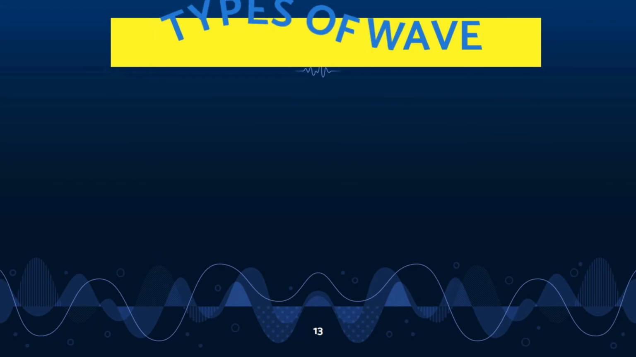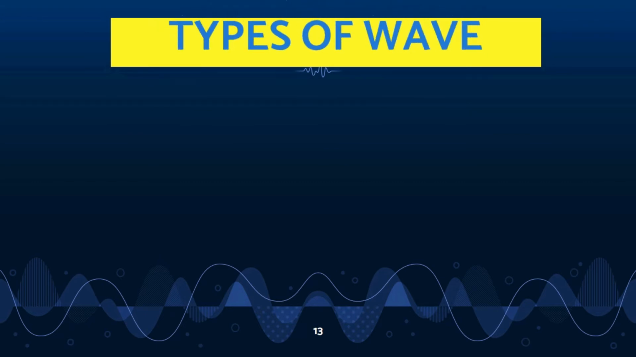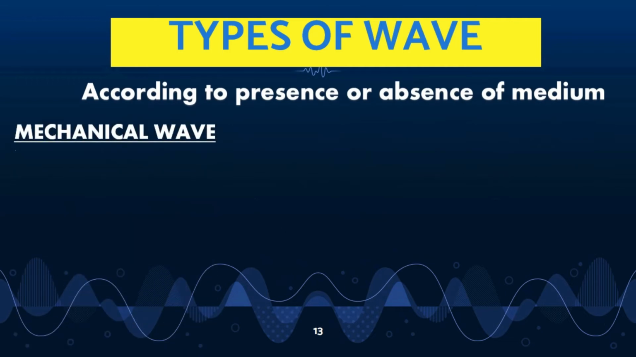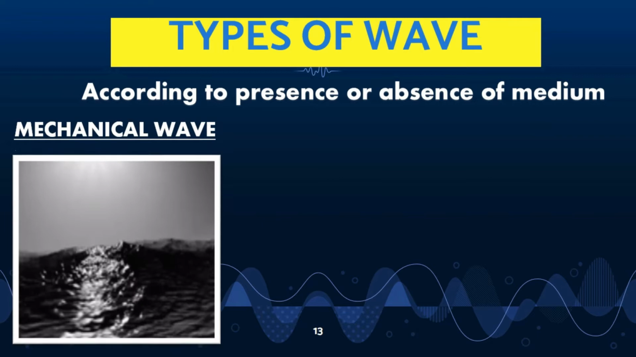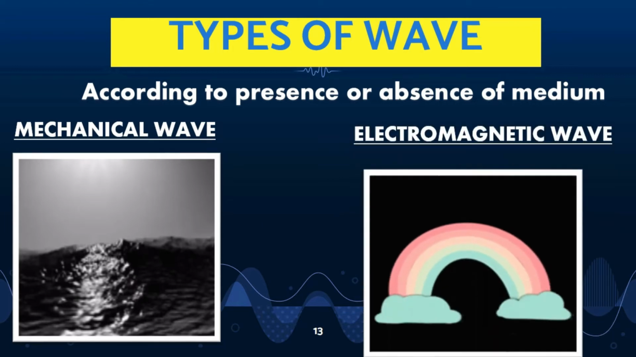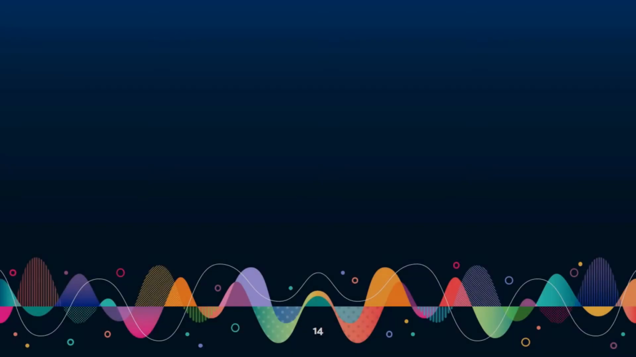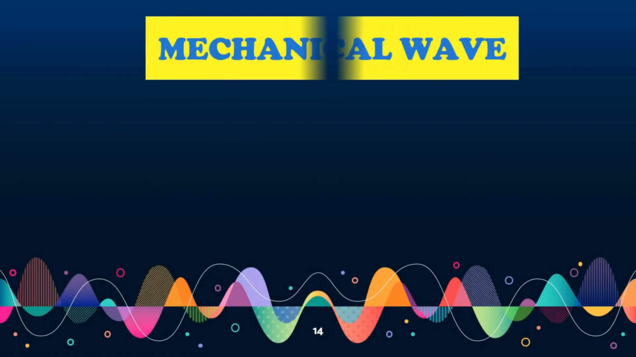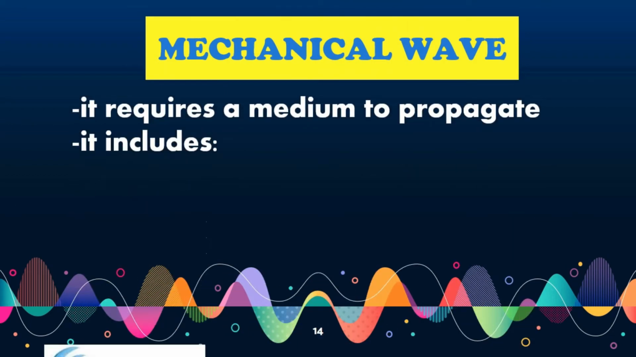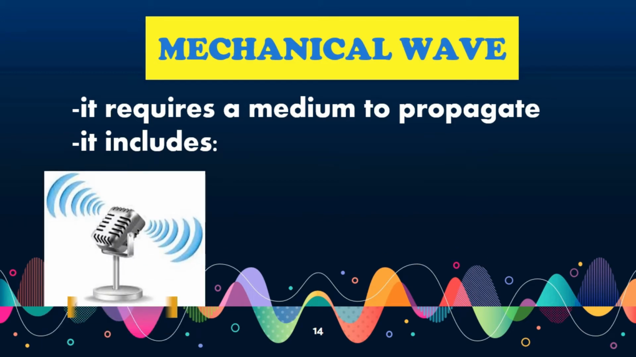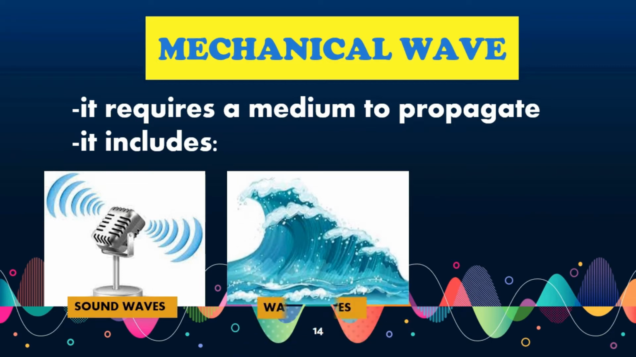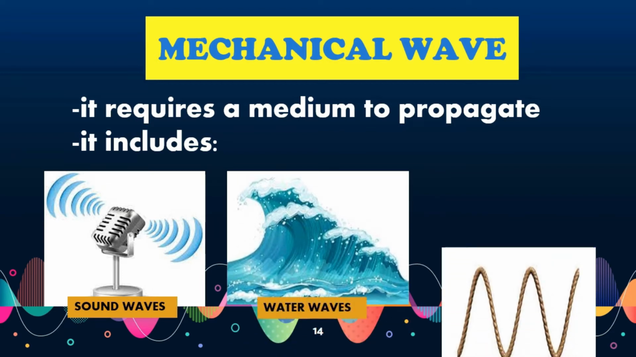Do you know that waves can be categorized according to the presence or absence of a medium? Number 1, we have mechanical wave. And second, we have electromagnetic wave. So what is a mechanical wave? It requires a medium to propagate. It includes sound waves, another one, water waves, and also waves formed from a rope.